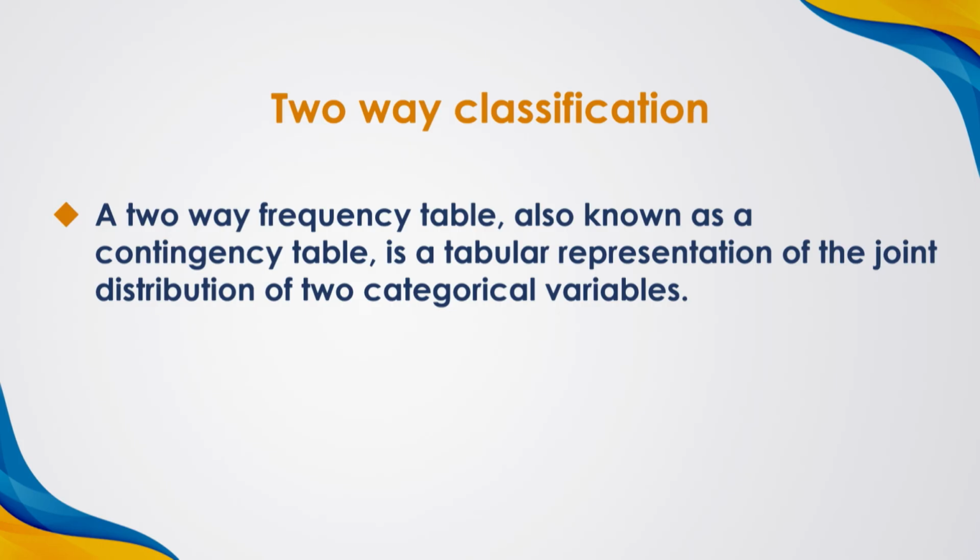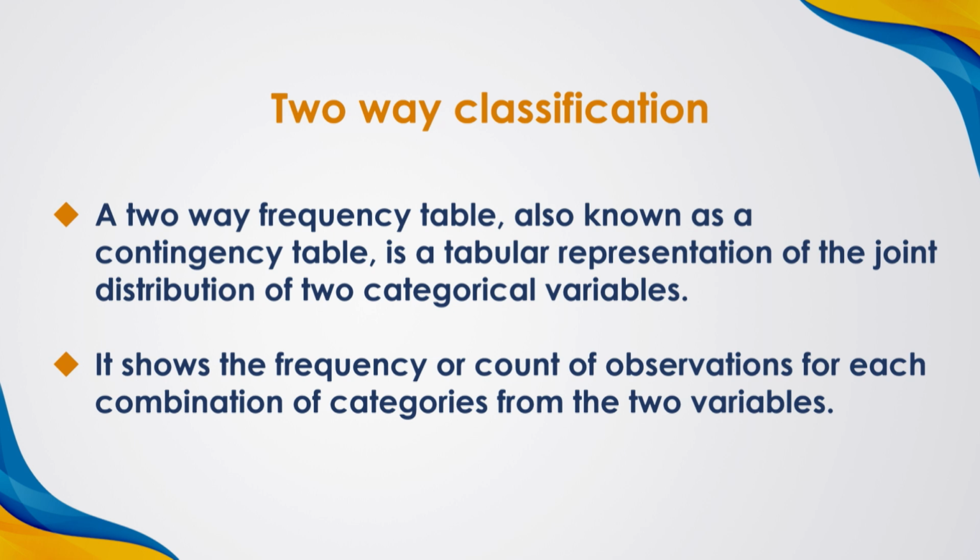Now, let us start with our first part, and we will learn the preparation or formulation of bivariate frequency tables and two-way contingency tables. So, you can verify how we can prepare our two-way classification table in a stepwise procedure. A two-way frequency table, also known as contingency table, is a tabular representation of joint distribution of two categorical variables. It shows the frequency or count of observations for each combination of categories from the two variables.